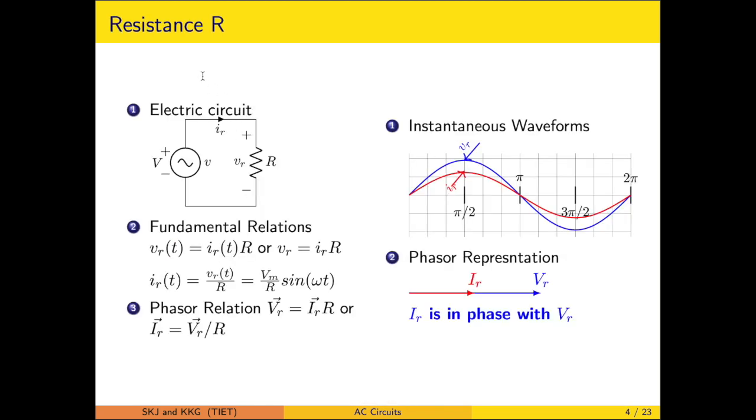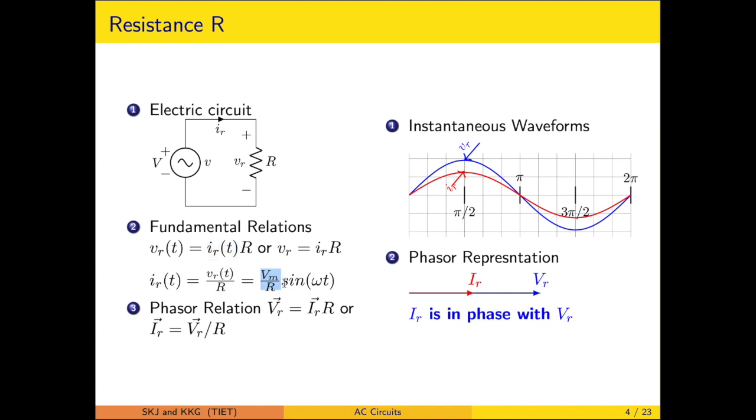So this particular element is a resistance. An electric circuit consisting of only a resistive element is represented likewise. We know the fundamental relation V is equal to IR. Here the VR, IR are just to give the nomenclature that these particular voltage and currents are associated with the resistance.